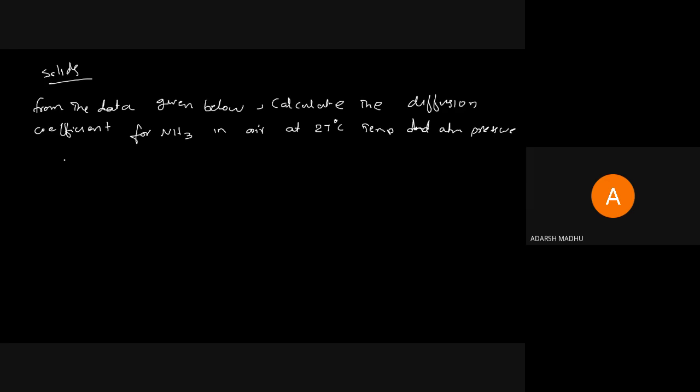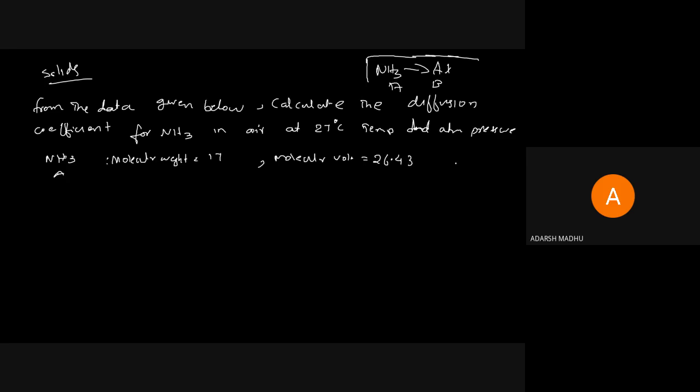So the given data are for NH3. NH3 is diffusing in air, right? So NH3 can be written as A and air can be written as B. Both particles A and B. When taking DAB, the first particle is the one which is diffusing. So NH3 is taken as particle A, and the molecular weight is given as 17 and molecular volume equal to 26.43 centimeter cube per gram mole.